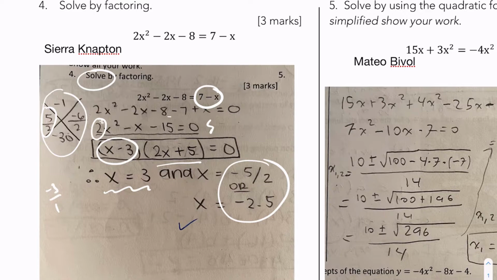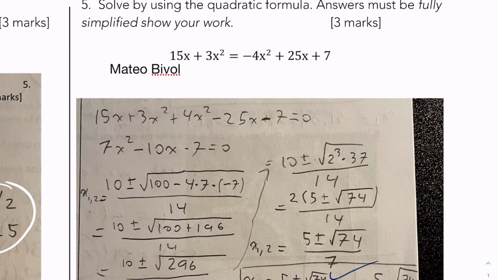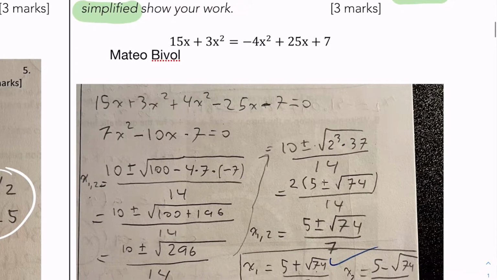Infinite decimals, we prefer you leave them in simplified form, not actually valuing the decimal unless it needs to be. And we'll see that in question number 5. So question number 5, we are solving an equation using the quadratic formula, and the answers must be fully simplified. Again, that was in italics. So there were cases where people did not do that and maybe might have lost half marks or so, especially at the end. So let's take a look at this solution courtesy of Mateo.